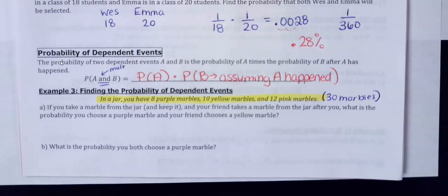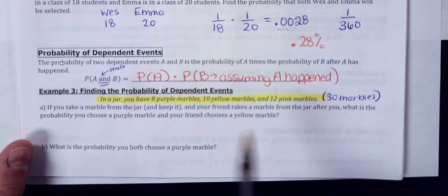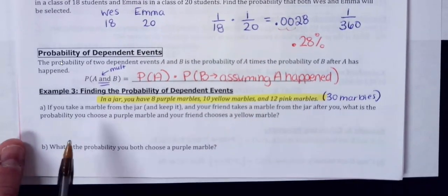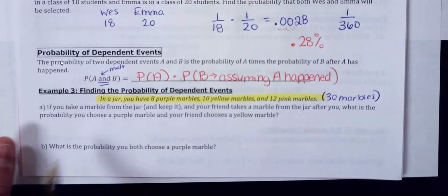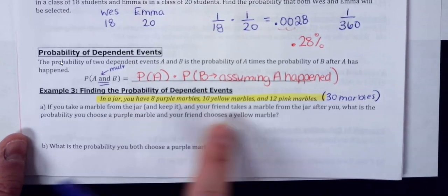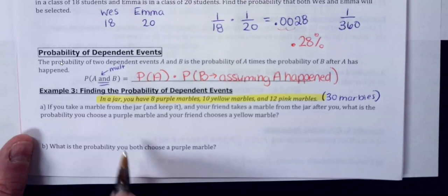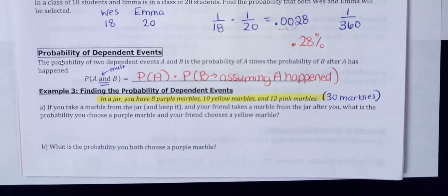So this says, if you take a marble from the jar and keep it, that's the part that makes it dependent. Your friend takes a marble from the jar after you. We're going to calculate this probability. It says, what's the probability you choose a purple marble and then your friend, after you're going to assume that you grabbed a purple one, then what would the probability your friend chose a yellow marble be? Okay, so what would be the probability if I just randomly walk up to this jar and draw a purple marble? What would that probability be?